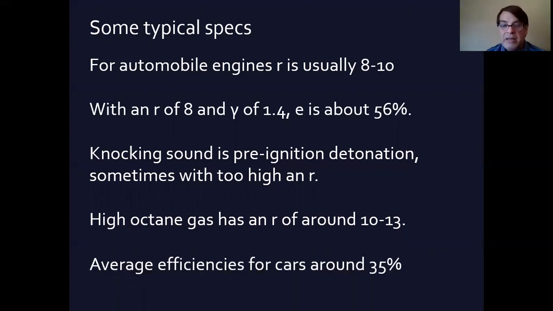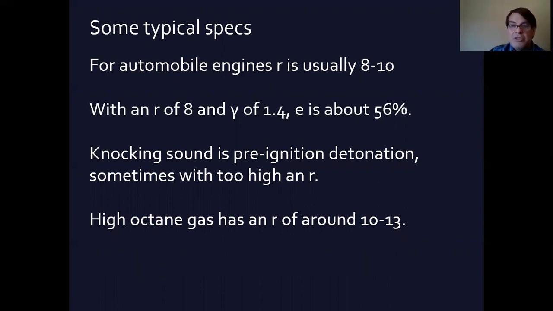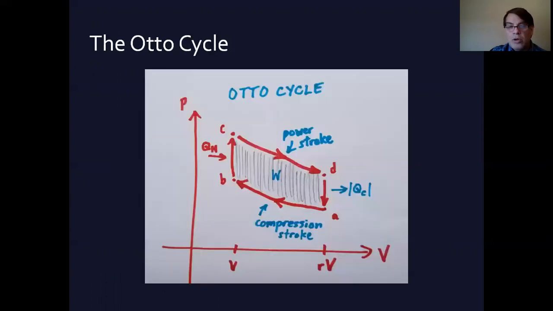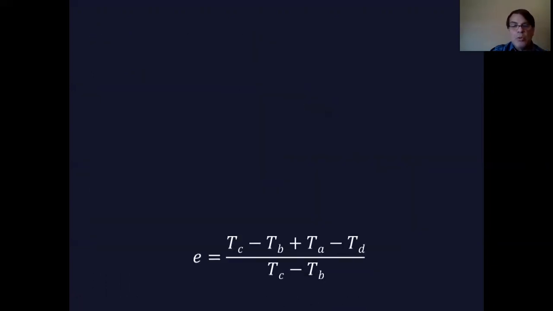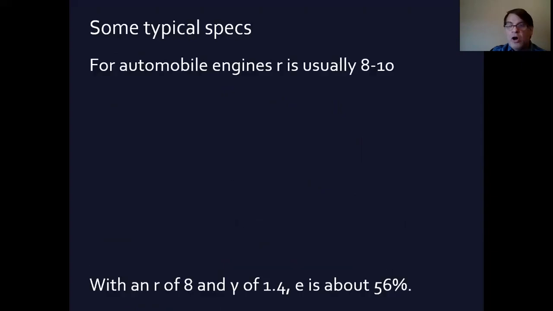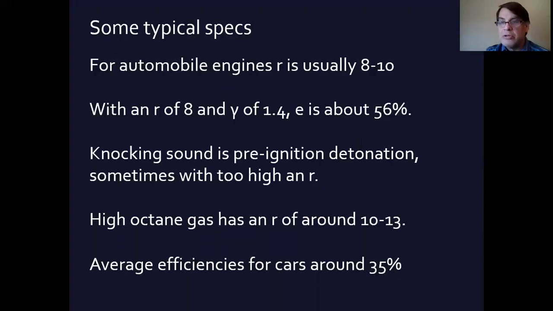Now, as I was saying, the average efficiency for cars, I think I might have said 36%. The average efficiency for cars is around 35%. That means you're losing about 65% of your heat, which is not being converted into work. Oh, by the way, I don't think I mentioned that the area under the curve is the work. This is the amount of work that's done, the area under the curve, as you know from integral calculus. Okay, so that's basically the Otto cycle and the typical internal combustion engine.